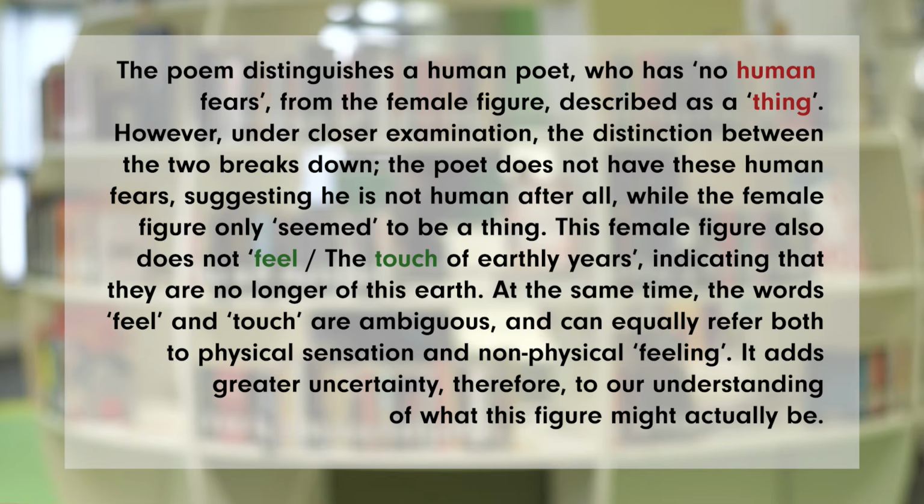The poem distinguishes a human poet who has no human fears from the female figure described as a thing. However, under closer examination, the distinction between the two breaks down. The poet does not have these human fears, suggesting he is not human after all, while the female figure only seems to be a thing. This female figure also does not feel the touch of earthly years, indicating that they are no longer of this earth. At the same time, the words feel and touch are ambiguous and can equally refer both to physical sensation and non-physical feeling. It adds greater uncertainty, therefore, to our understanding of what this figure might actually be.